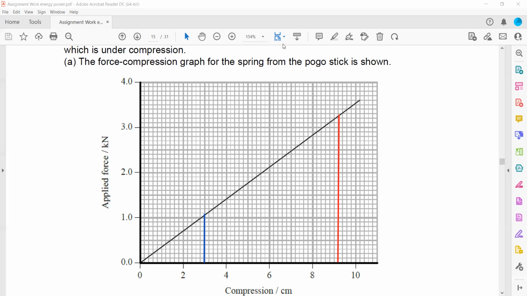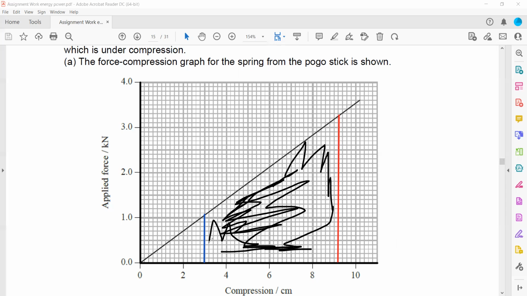Now what we have to do, we just have to calculate the work done by the child. So work done by the child is this part. So we have to calculate the area of this part. So there are 2 ways. First I will find the area of the total from 0 till 9, and then I get the area from 0 to 3. This is a triangle, half base into height, and I will subtract. That is one way.